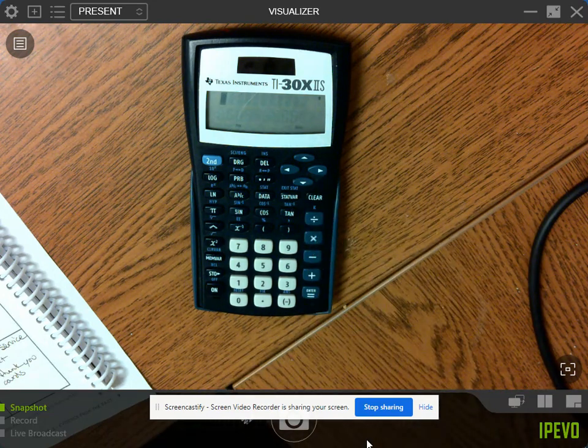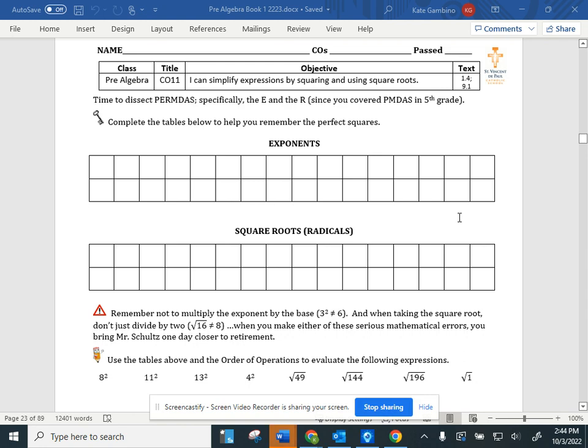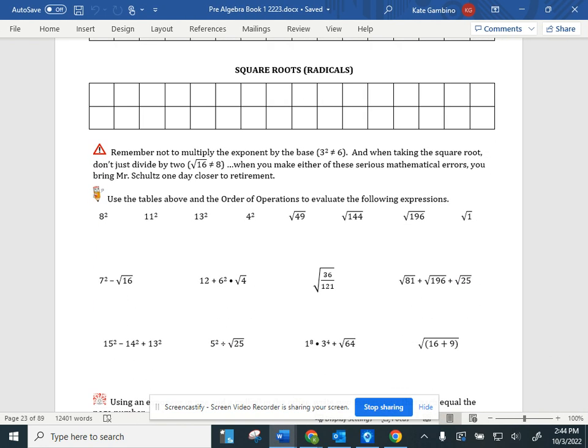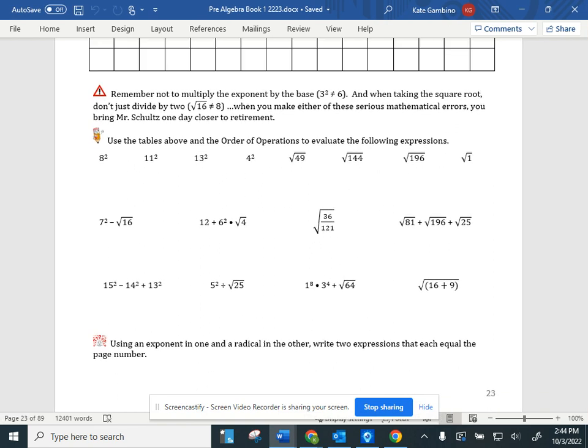Again, on the test, you're going to need to know these perfect squares and their square roots. But in order to check our work to make sure we're doing it correctly, I wanted you to see how to do it on the calculator. So let's look back at our work. We have our perfect squares and we have our square roots. I'm going to erase so I can scroll up. So use the tables above and the order of operations to evaluate the expressions.